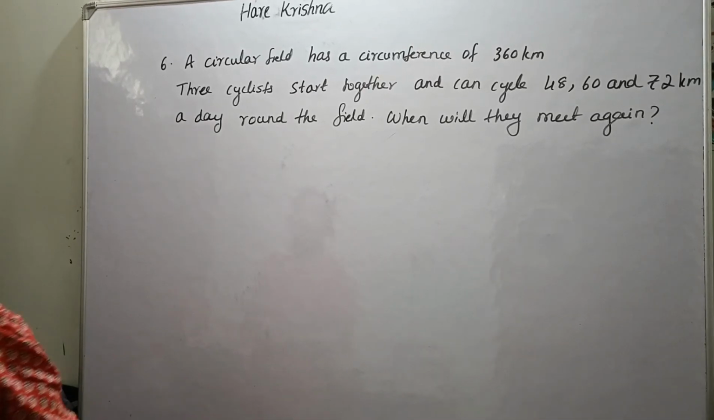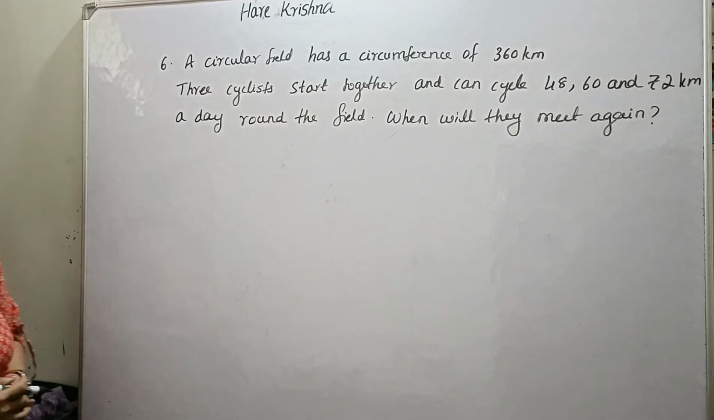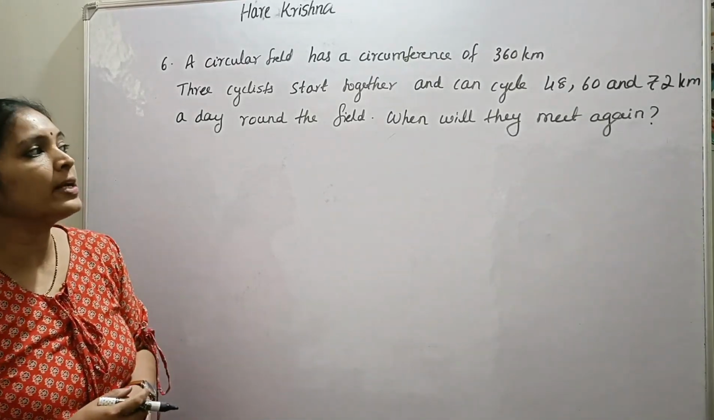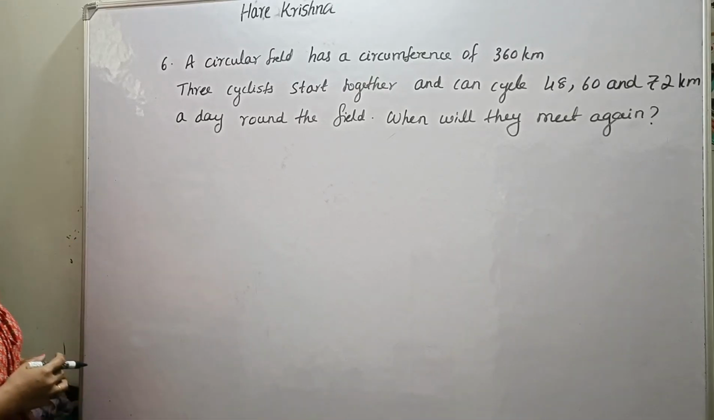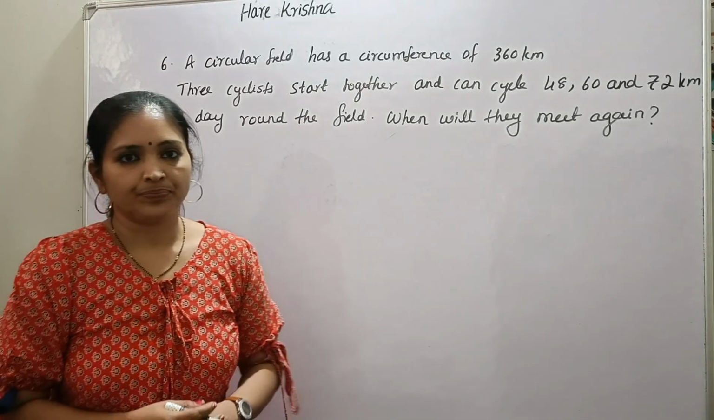A circular field has a circumference of 360 km. 3 cyclists start together and can cycle 48 km, 60 km and 72 km a day round the field. When will they meet again?